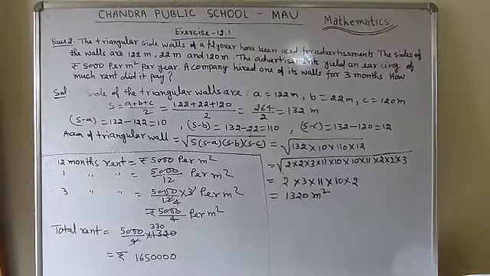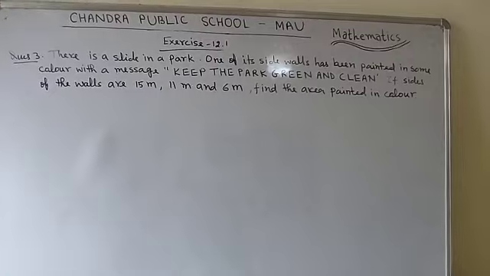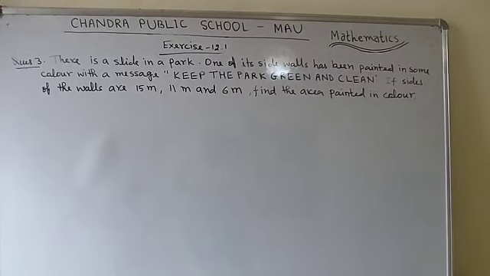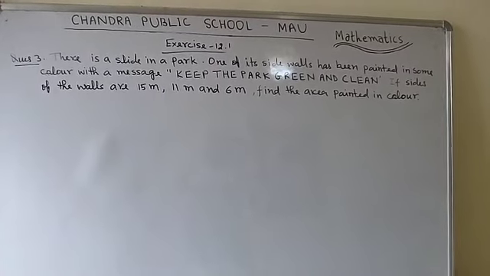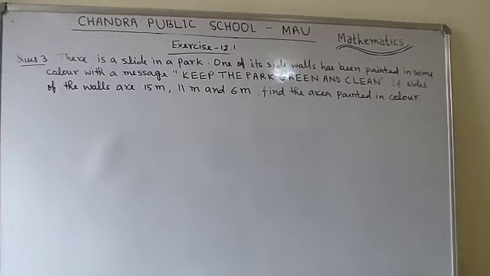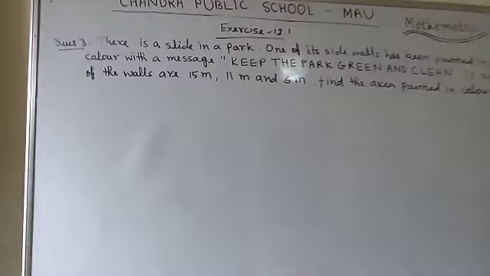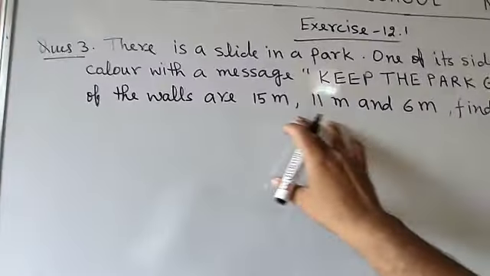Now students, here it is question number 3. There is a slide in a park. One of the side walls has been painted in some color with a message, keep the park green and clean. If the sides of the walls are 15 meter, 11 meter and 6 meter, find the area painted in color. So here 3 sides are given. It means the walls of that slide are in the triangular shape and all 3 sides are given here.